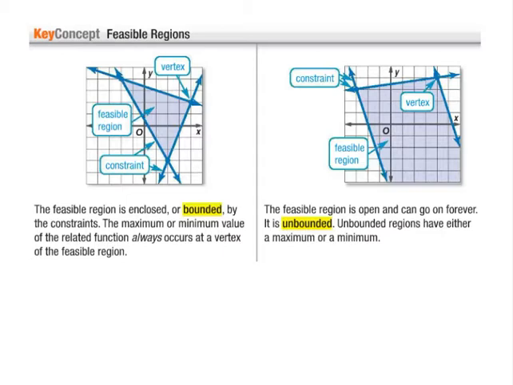Now the next one is an unbounded feasible region. Why is that unbounded, or what's the difference between the 2? Yeah, it's got an open side, a side that keeps going forever and ever. This feasible region is open and it can go on forever. It is unbounded. Unbounded regions have either a maximum or a minimum. They don't have both.